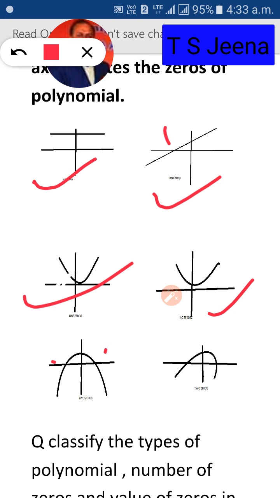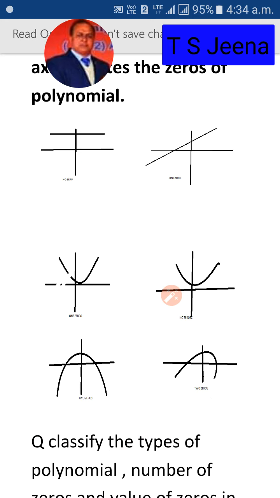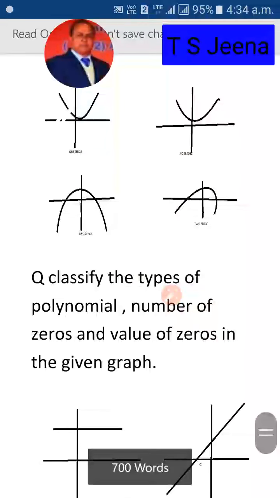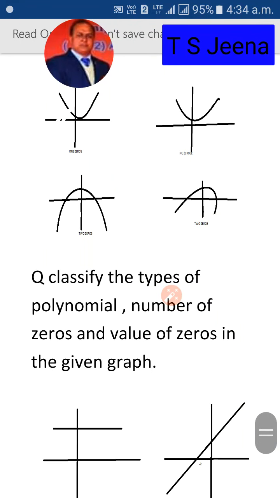This is also a quadratic polynomial. In a similar manner, a cubic polynomial is also there. The cubic polynomial shape is like this. It is cutting at 3 points, so it has 3 zeros. Now, one question is on the basis of this: you have to classify the types of the polynomial, the number of zeros, and determine the value of these zeros.